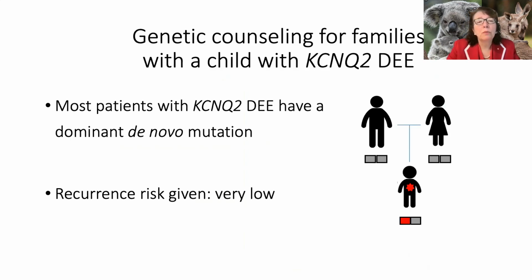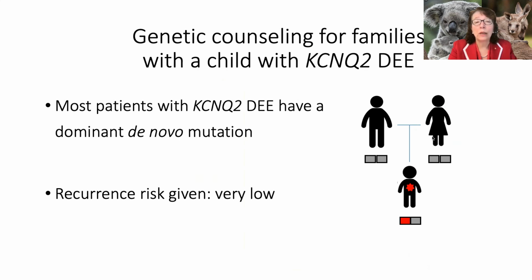Okay, I just wanted to move a little bit to genetic counselling for families with a child with KCNQ2 developmental and epileptic encephalopathy. And this is really for all the new parents who are present, because I think this is really important for you to know about. And as I've already mentioned, this is a dominantly inherited gene. If you have the abnormality, you have the disease. But normally it's new in the child and not present in mum or dad.